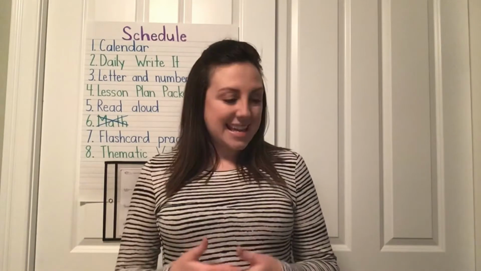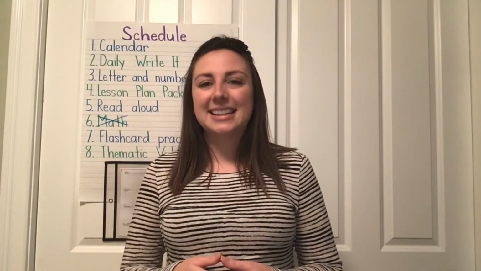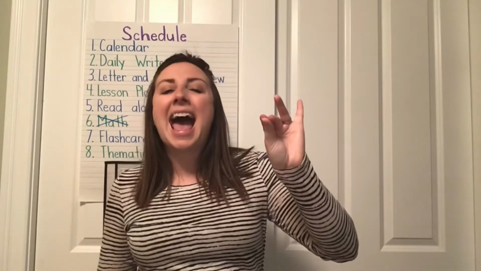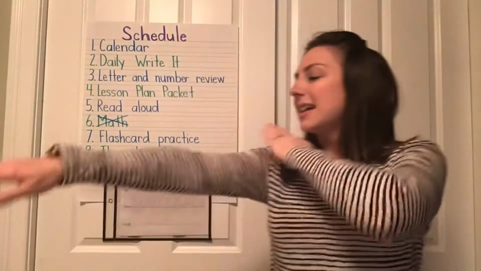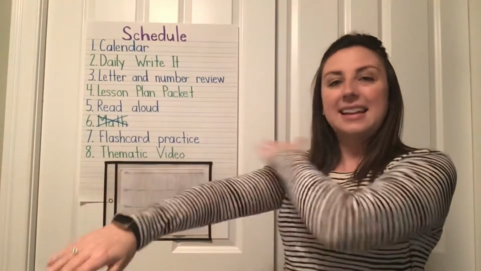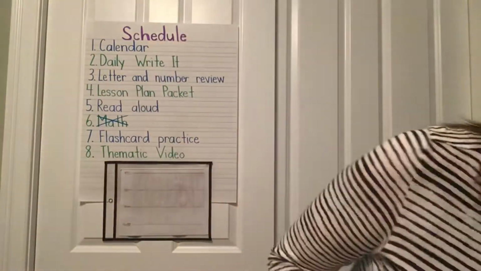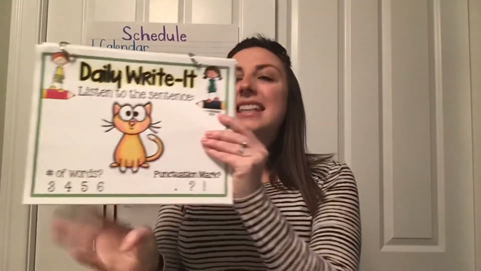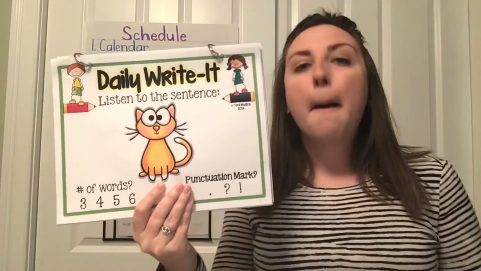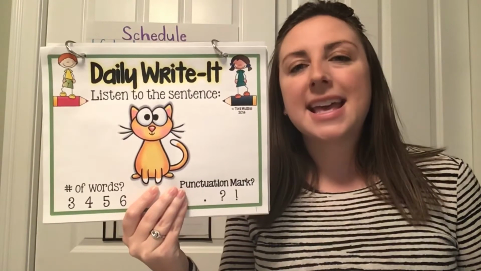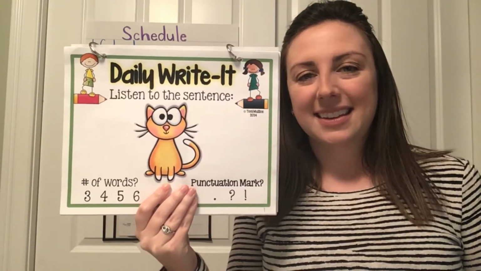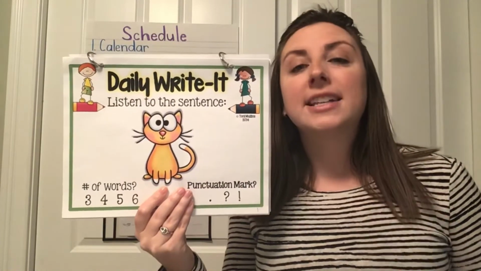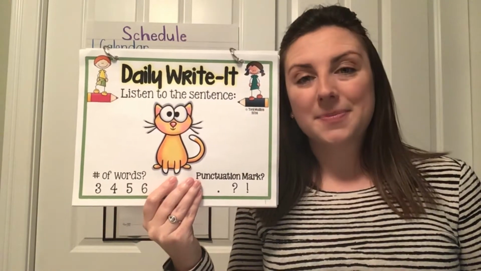Okay, let's do our daily write it for the day. Your word today is cat. Let's tap it. K-at. Cat. All right. Think about how you would spell it. And we're going to take that word cat and put it in a complete sentence. All right, let's check it out. Today, your sentence is going to be, my cat was from his mom. My cat was from his mom.